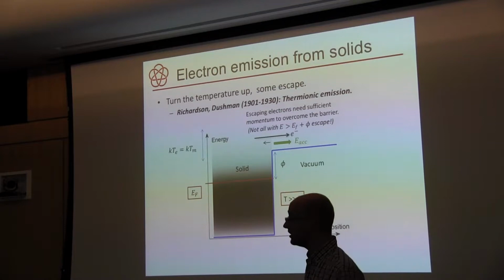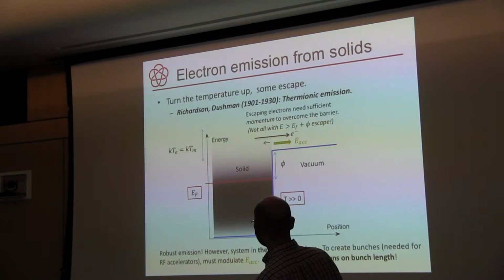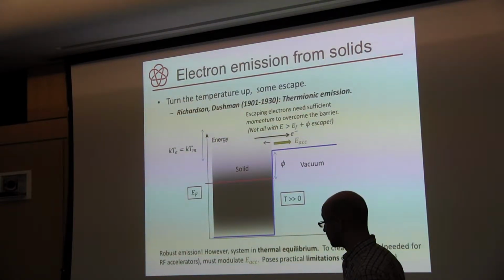Now, if we were to look at the electron temperature, the MTE, as they're emitted, we would find out that this spread in energies corresponds to a random momentum spread equal to the material temperature. This is called the thermionic emittance. This is a very robust emission process. It's used for generating beams for many storage rings, for example.